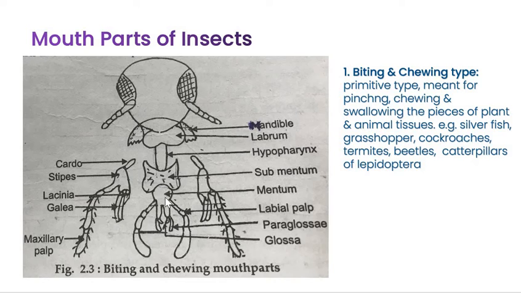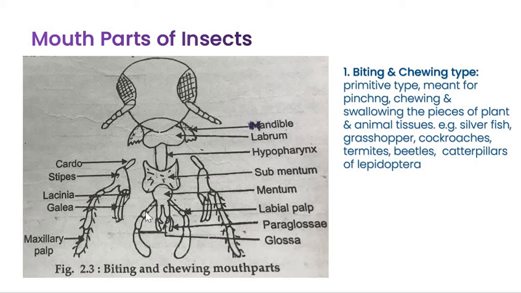The mentum bears distally two labial palps, one on either lateral side. Here you can see the labium, which shows the two parts, mentum and submentum. Again, the mentum dorsally shows a segmented process, which is the labial palp, usually a three-segmented structure.